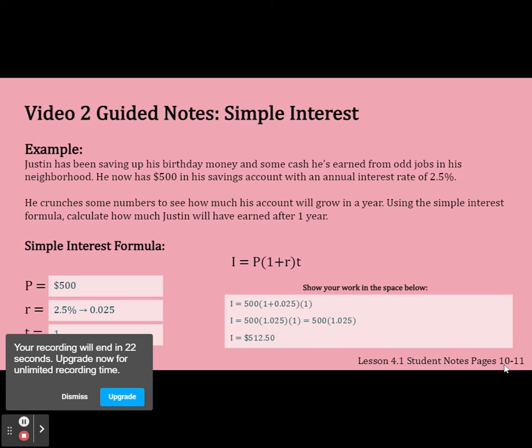You have some practice problems that you can complete on your own on page 11 of your student notes.